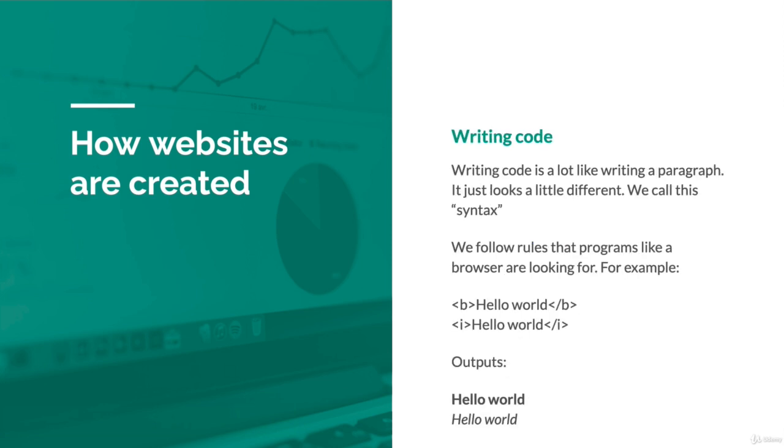Websites are created when we write code. So writing code is a lot like writing a paragraph. It just looks a little bit different, and we call this syntax. So you can still read the code, and it's like reading a different language, but your brain still understands what's going on. We follow rules that programs like a browser are looking for. For example, if we said b hello world /b or i hello world /i, that's going to output hello world in bold or hello world in italics.